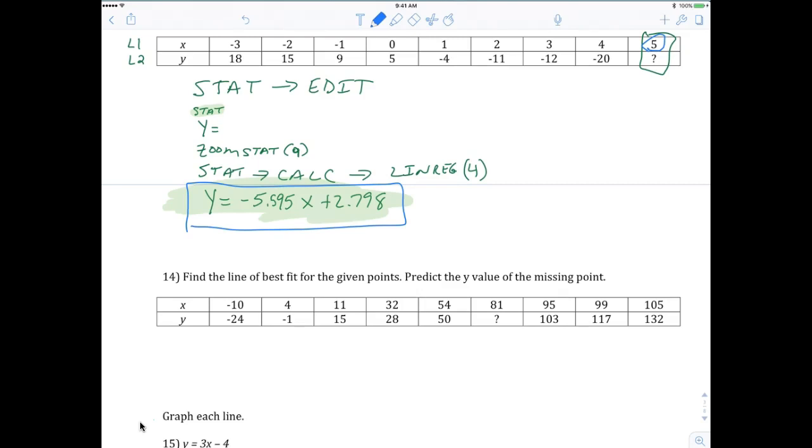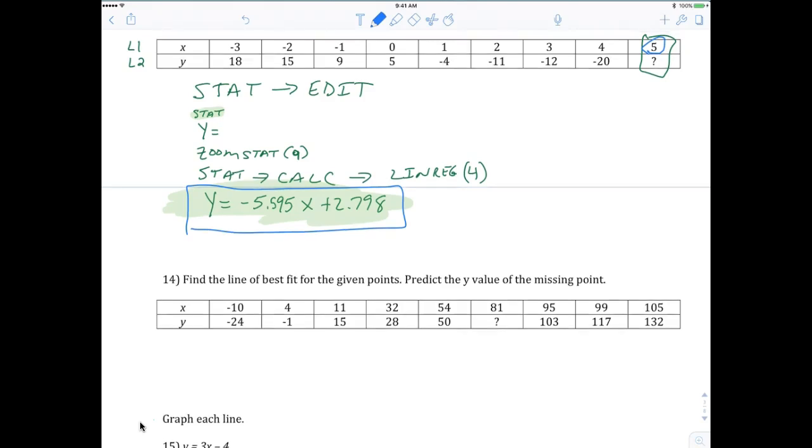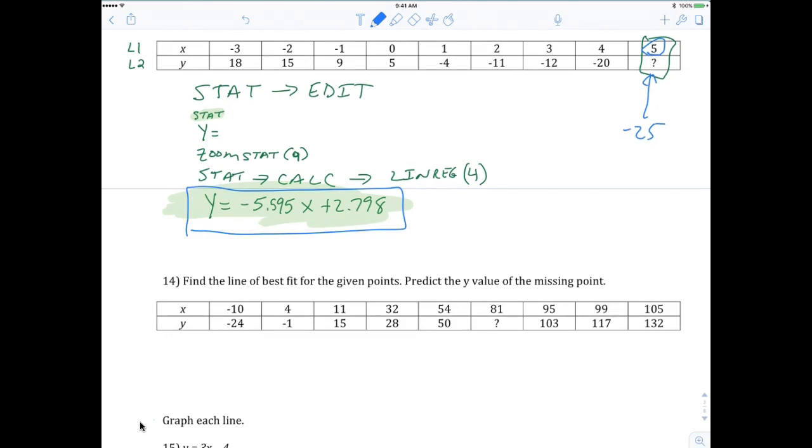Is everybody with me? I'm trying to figure out what y would be when x is 5. Somebody tell me approximately what it would be. Negative 25. Anybody else? Is that about right? This is the x value, correct? 5 is the x. So don't you think it'd be a good idea to plug it in for x? So it would be negative 5.595 times 5 plus 2.798. Now that's the hard part, knowing how to use the calculator.